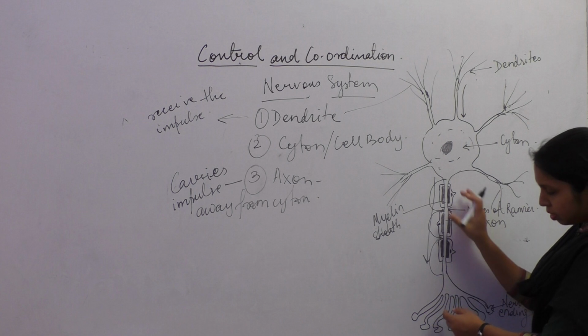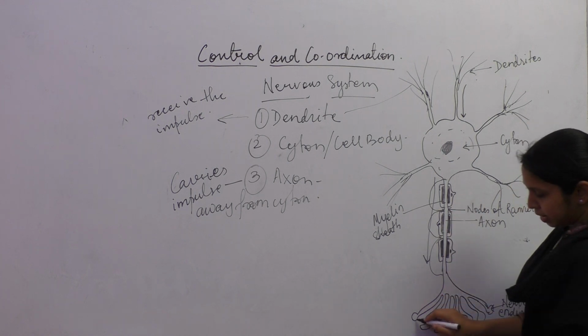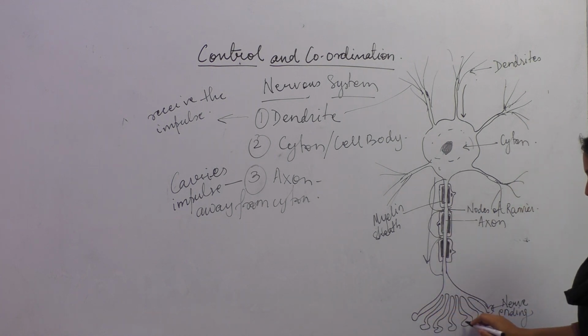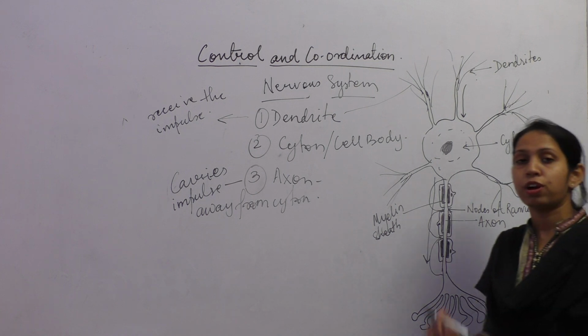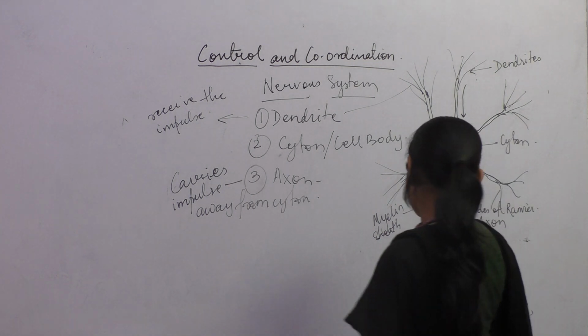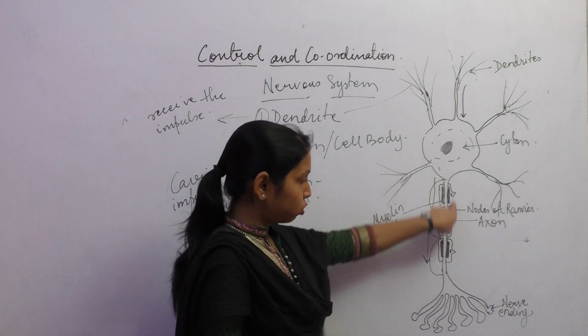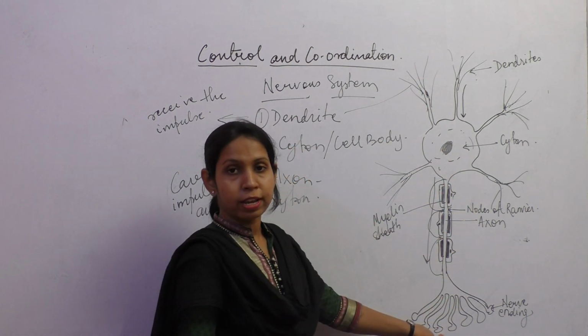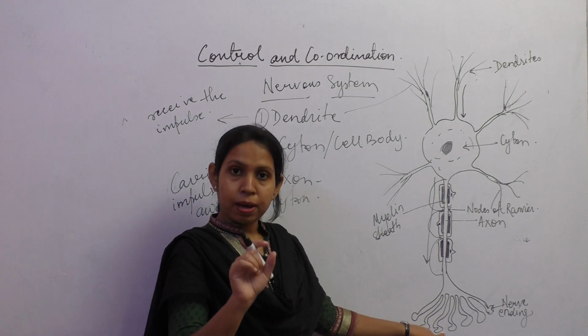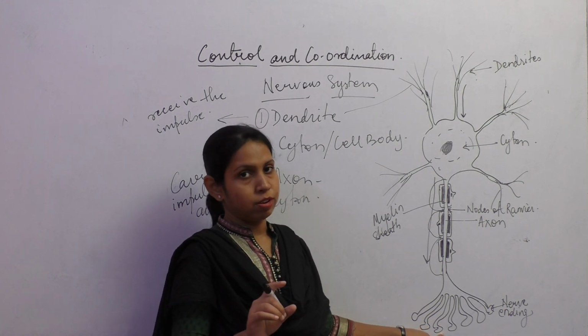Now, this axon is ending. These parts you can see are called your nerve endings or your axon terminals. All throughout from the dendrite to the axon ending, the impulse is traveling in an electrical form.